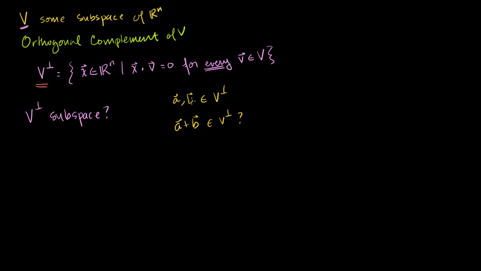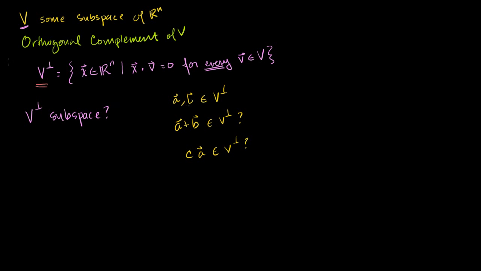And then the next condition is, if A is a member of V perp, is some scalar multiple of A also a member of V perp? And then the last one is it has to contain the 0 vector, which is a little bit redundant with this, because if any scalar multiple of A is a member of our orthogonal complement of V, then you can just multiply it by 0. So it would imply that the 0 vector is a member of V perp.